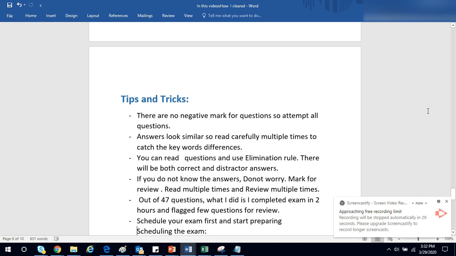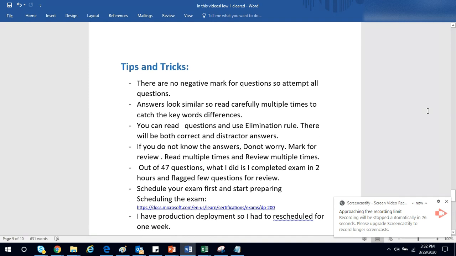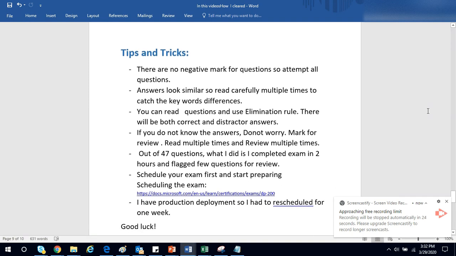Here I am going to talk about various tips and tricks. There is no negative marking for the exam. Basically, you can answer all the questions that you are sure about, and mark the others for review. If you are not sure about any question in the exam, don't panic. You can come back and answer those questions. You can schedule your exam in advance and start preparing for it. Good luck for your exam.